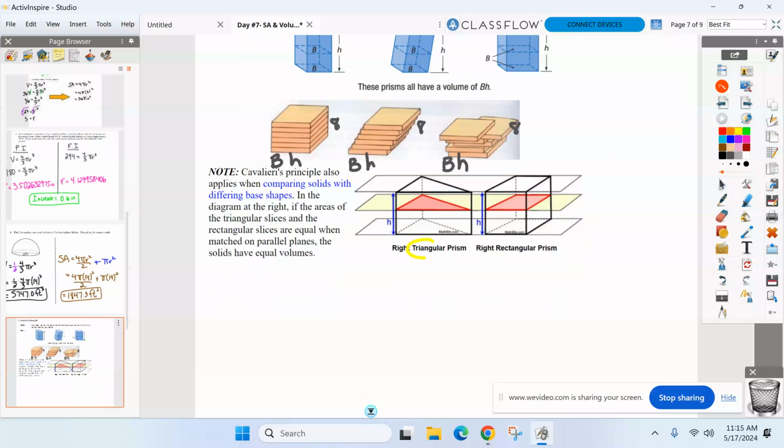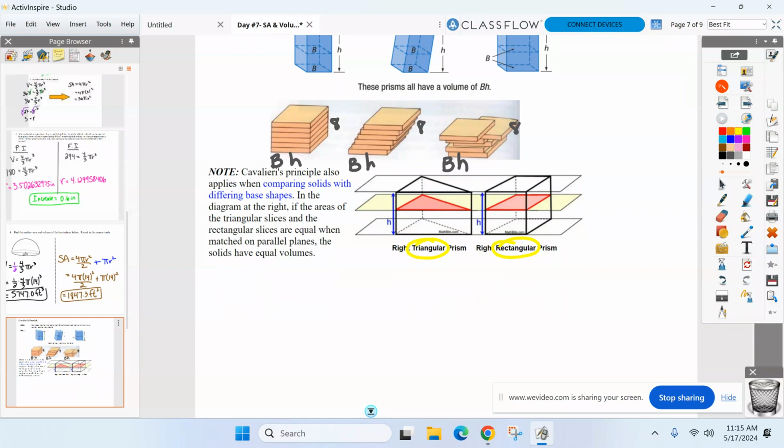This one's a triangular prism. This one's a rectangular prism. They can't have the same volume. They're different. No, that's not how this works. If the base area of this triangle is equal to the area of this rectangle, and the heights are the same, they have the same volume.